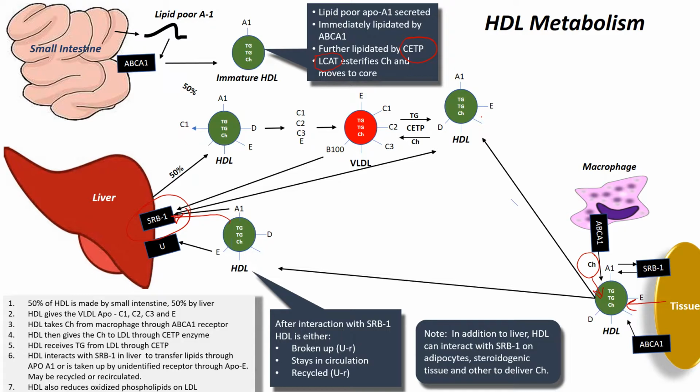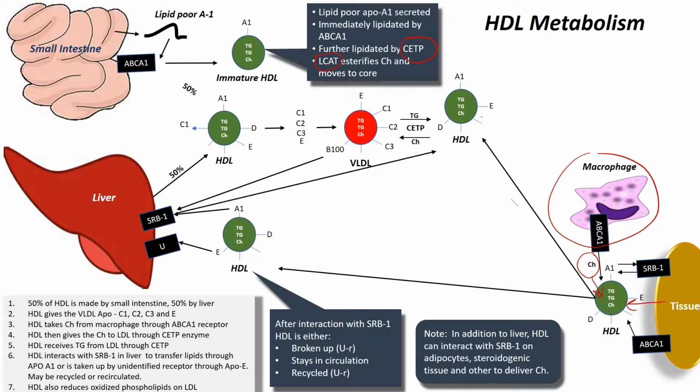So follow the flow here. So we have an HDL which is going to our macrophage. It's pulling cholesterol out of the macrophage, and then it's giving it to the liver. And then the liver can convert the cholesterol to bile and excrete it out of the body. So that's reverse cholesterol transfer. We can basically take cholesterol out of our vessels and give it back to the liver. And that's a good thing.